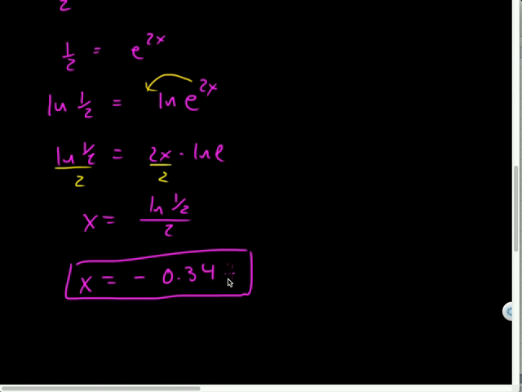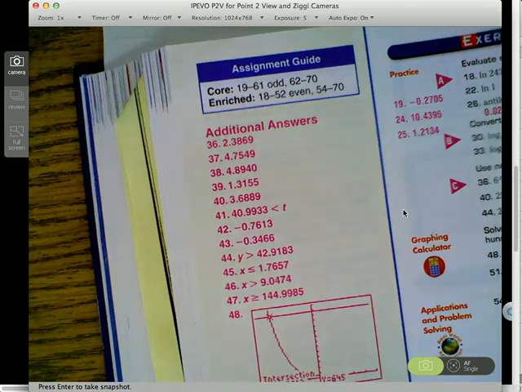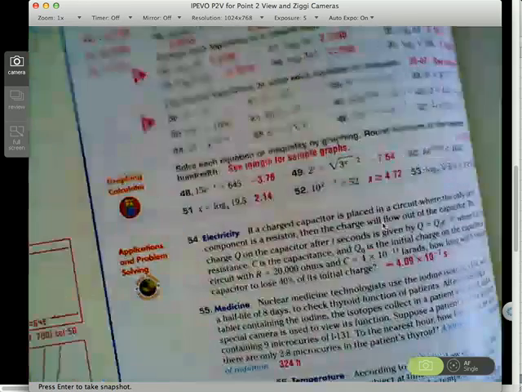I'll keep going. Let's see, checking against the calculator. That would have been 66. What do you know? Even better. 4 decimals. Sounds good to me. All right, did we have any other cool ones?